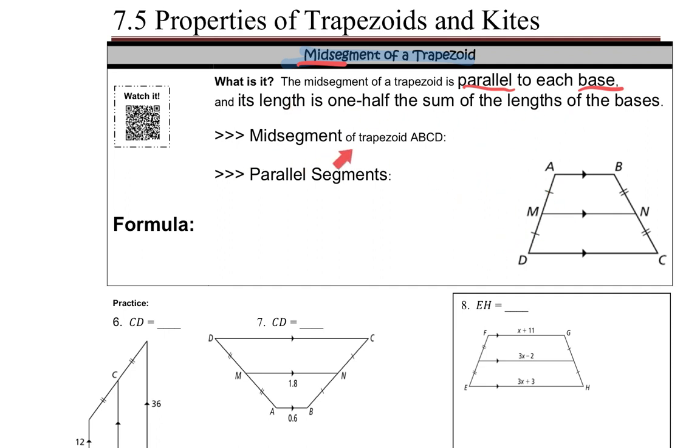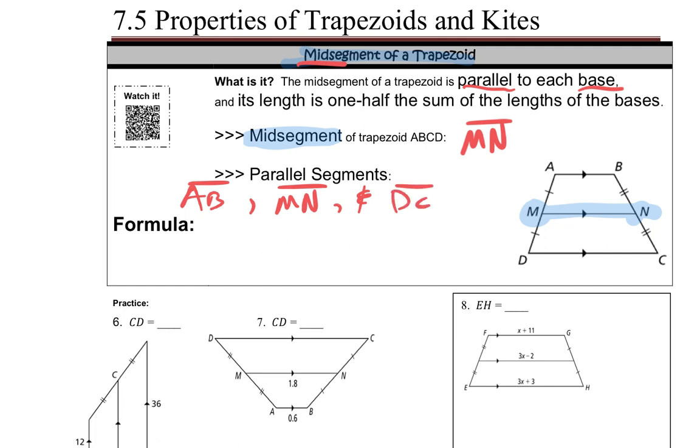So let's talk about this. The mid segment of this one is going to be called what? The mid segment is this right here, so it's going to be called MN. So we'd say that's going to be line segment MN. Okay, so which segments are parallel? Okay, hopefully you said AB, MN, and DC. All three of those, right? So line segment AB, line segment MN, and line segment DC. Those three are parallel.